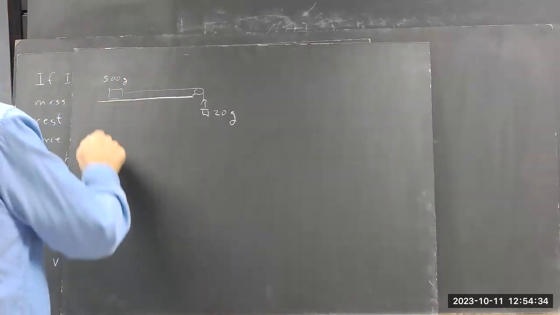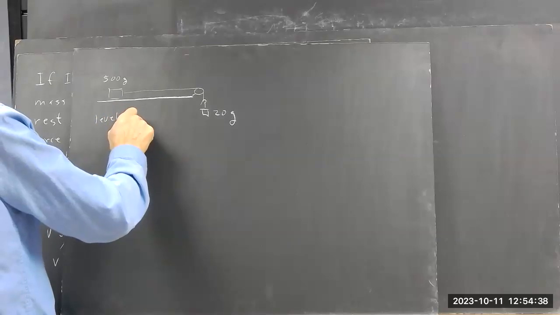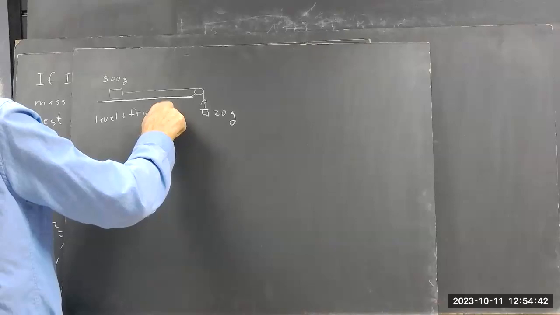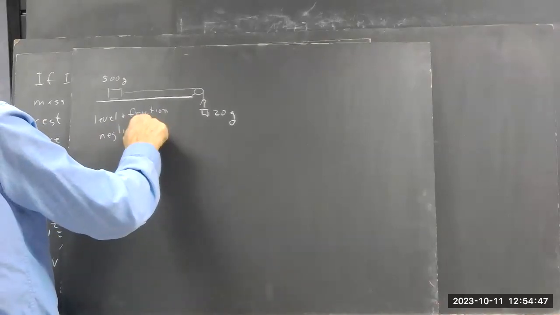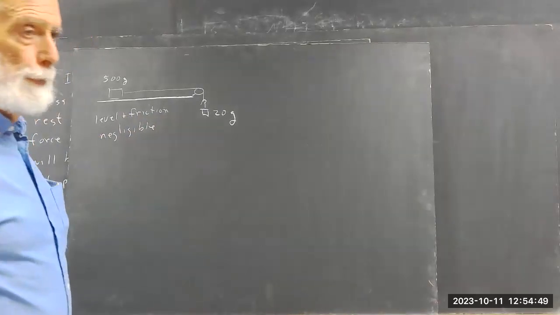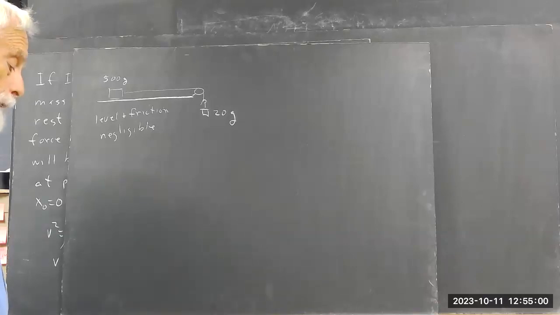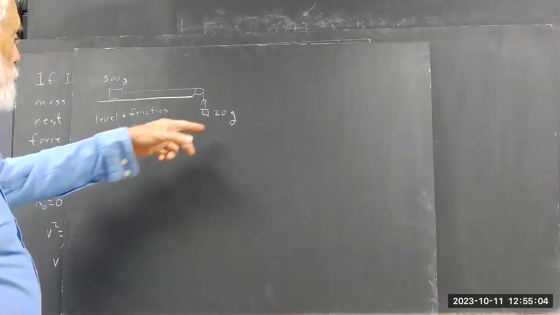So we have this. This is level. And friction, we assume, is negligible. It's pretty low friction, well less than a 1% coefficient of friction, 0.01. Probably about 0.003 or something like that. Okay, 500 grams, et cetera, et cetera.